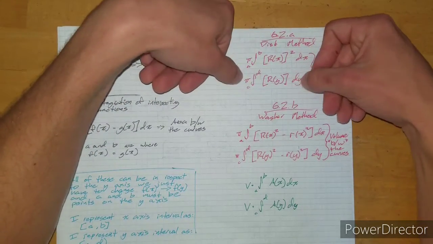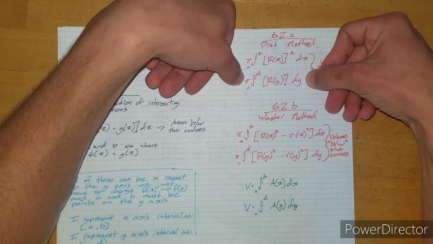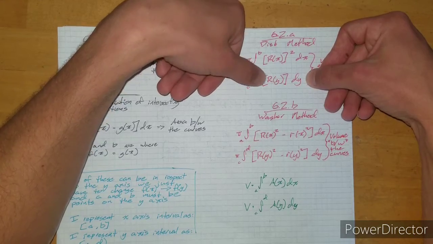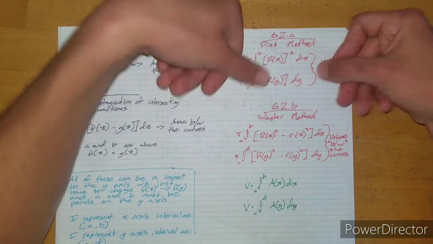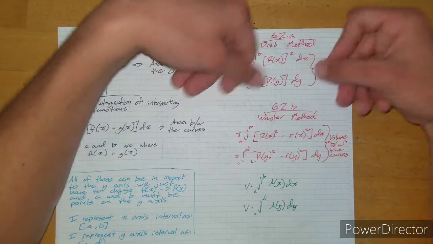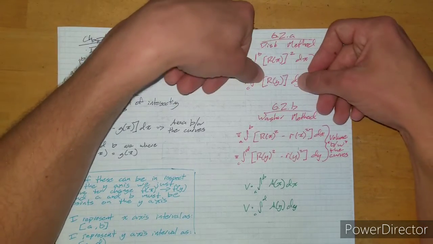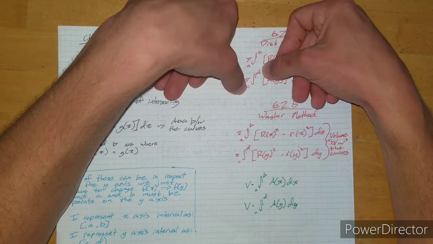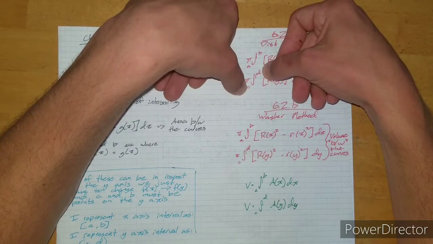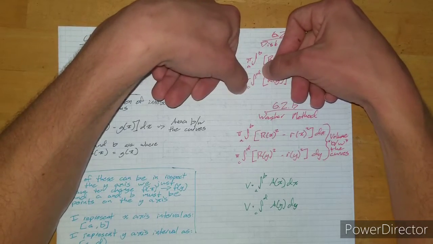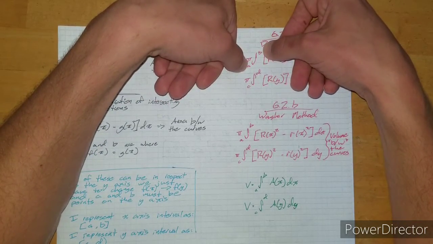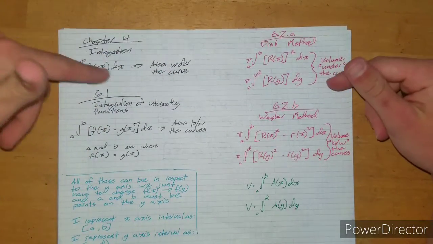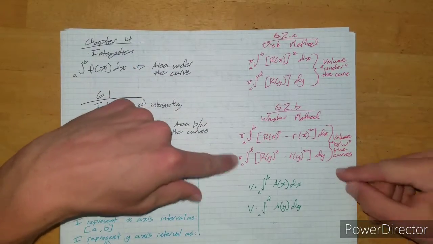So notice how when we rotate it around the y-axis, everything has to be in terms of y. And C and D are going to be basically f of y, or sorry, basically the same boundary points as A and B. It's just the points on the y-axis instead of the x-axis. So points on the y-axis, points on the x-axis, and that's just volume under one curve, kind of like in chapter 4. And then we went to the washer method.